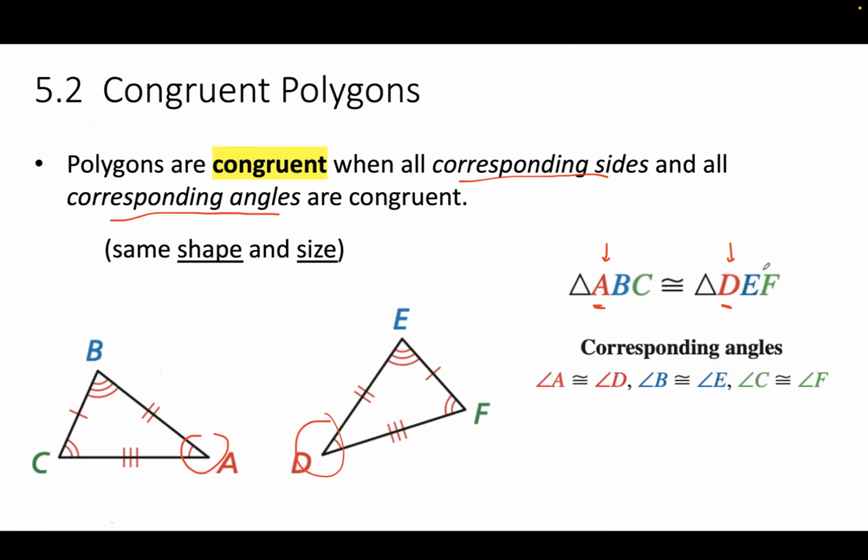And you could tell by the color, we also have the second letter corresponds to the second letter. So angle B corresponds to angle E. And we can see that those both have the triple arcs on them. And C corresponds to F. Those both have the two arcs on them.